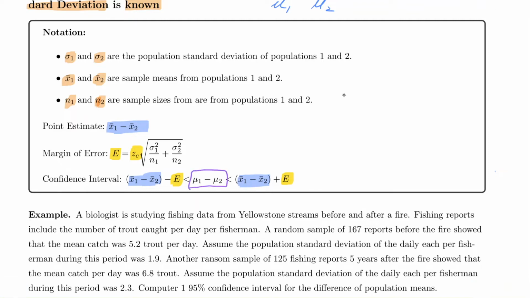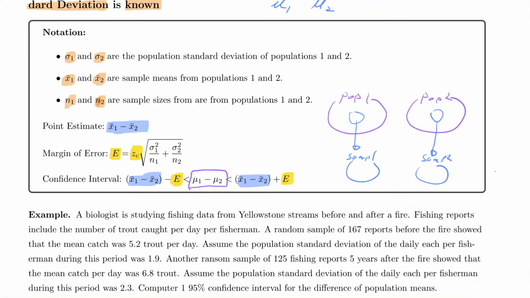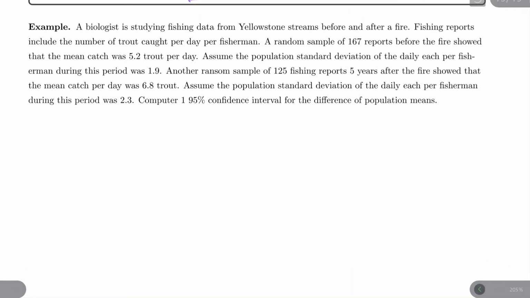So I can do a quick picture to understand what's going on here. We have one population and another population, two populations. We want to know the difference between these two population means. So what we do is we sample them. Here's sample 1, and we sample here also, of course, with simple random sampling, two samples. And from the two samples, we find the difference, and then from the difference, we add and subtract the margin of error. So let's look at an example to demonstrate this problem.